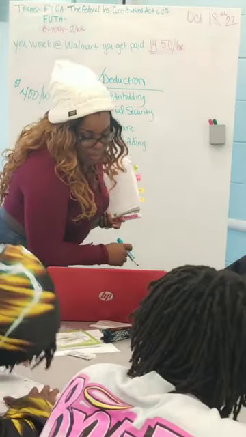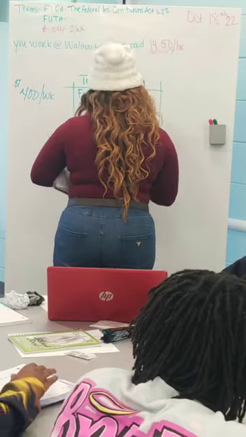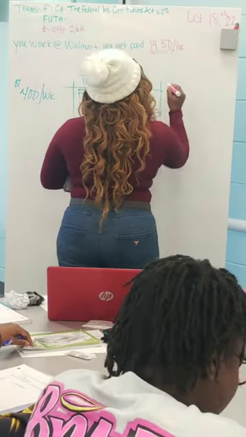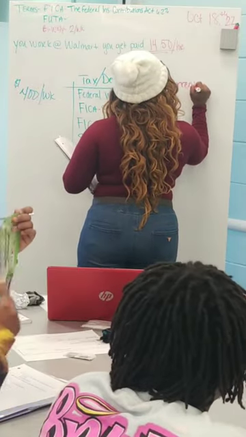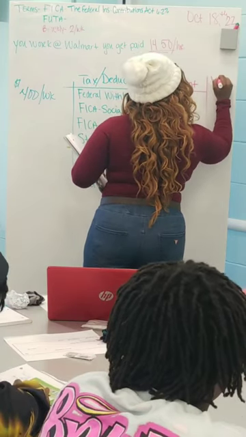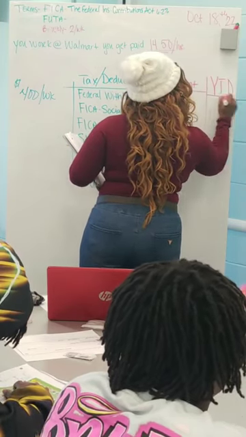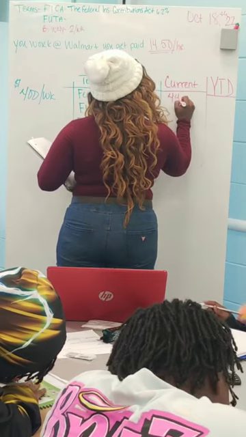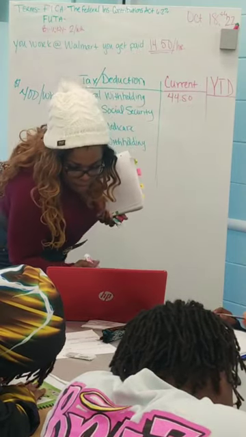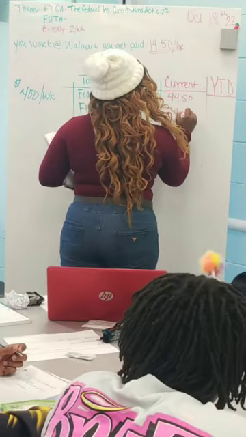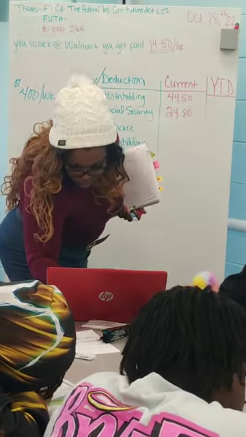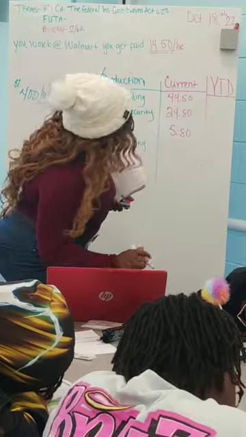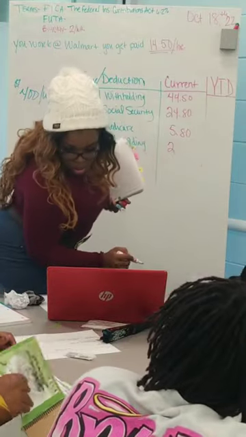But this is where it gets messed up. So then the next line, it says current. And then on this next line, year to date. Okay? Current deduction. They're going to take this much out of your check. $44.50. $24.80. $5.80. $20.